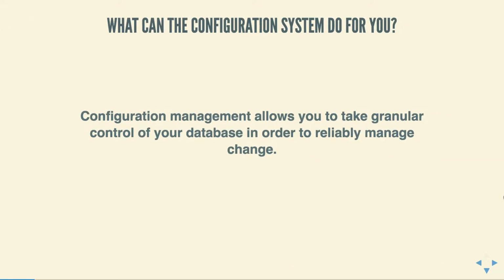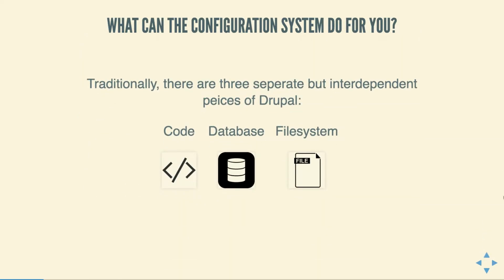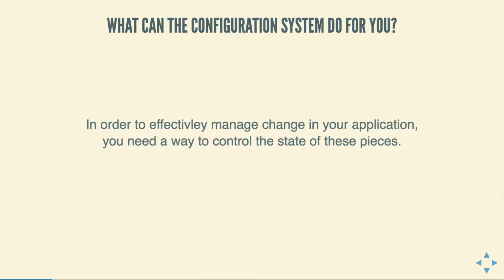All right. So at a high level, configuration management allows you to take granular control of your database so that you can reliably manage change across your application. Traditionally, Drupal is made up of 3 separate but really interdependent pieces. You have your code base, you have your database, then you have your public file system where your images and files and stuff like that go. So if you want to manage change effectively, you really need a good way to manage the state of all 3 of these pieces.